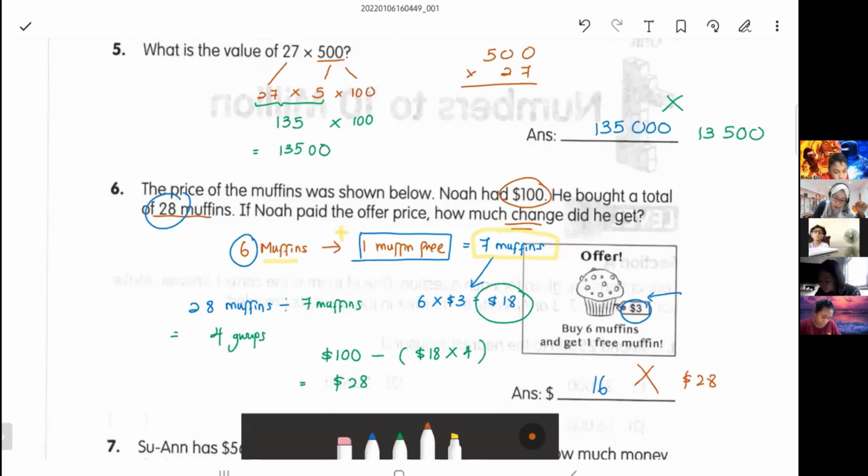First things first, I find 1 group. This is 1 group. 1 group is 6 muffins plus 1 muffin, 7 muffins. For 1 set I buy of 6, I get 7 actually. I buy 6 muffins, I get 7. That's 1 group. I bought 28 muffins. So how many groups are there? I divide. So once I divide, I know how many groups of $18 I purchased. Okay?